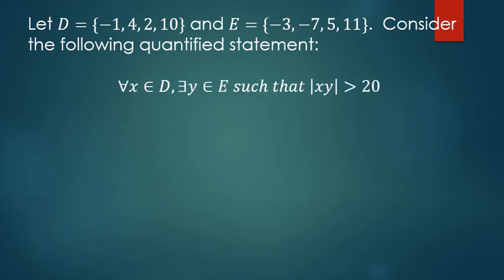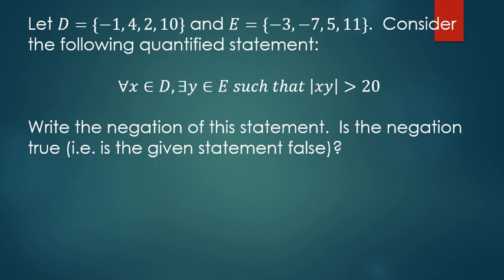Here is another statement with two quantifiers in it. We're keeping the same numbers in D and E as we did for the previous problem. This one is now for all x in D, there exists y in E such that absolute value of x times y is greater than 20. So try to write the negation of this statement, and is the negation true? Otherwise, aka, is the given statement false?